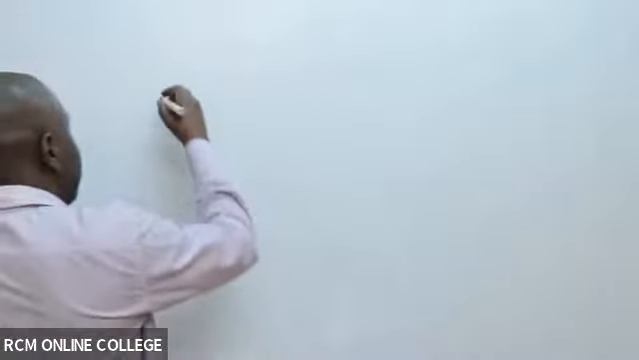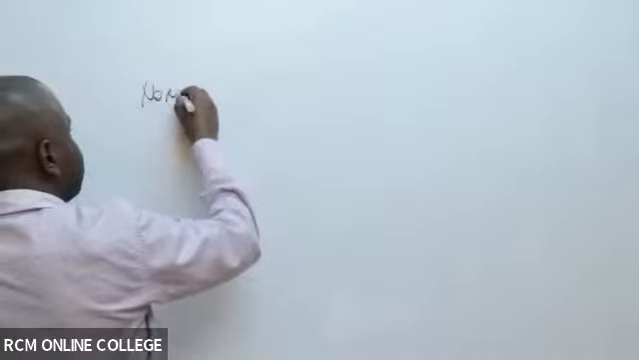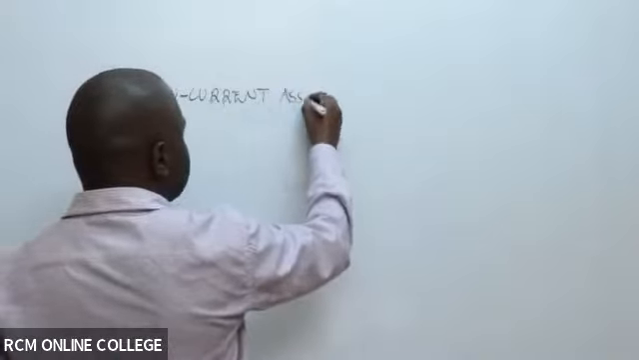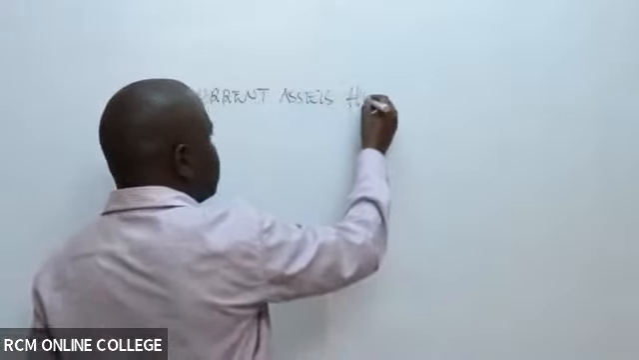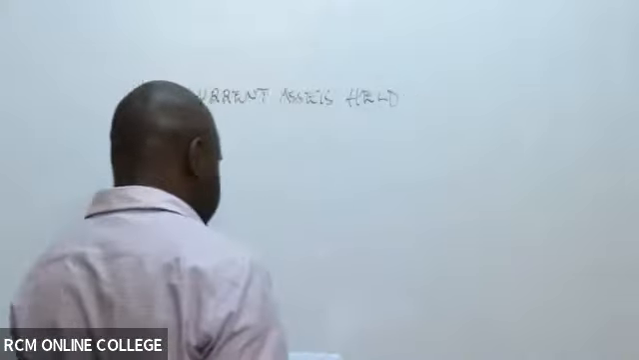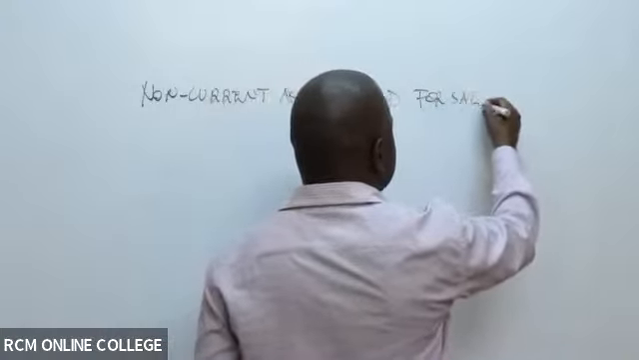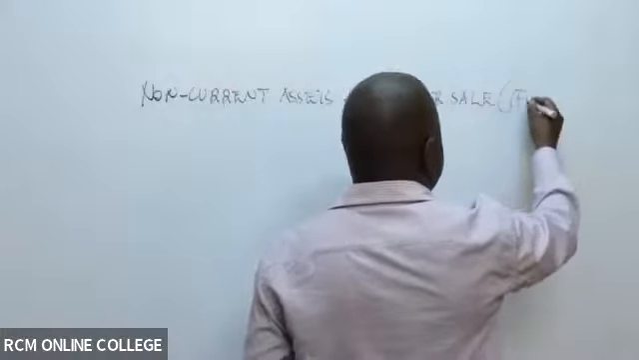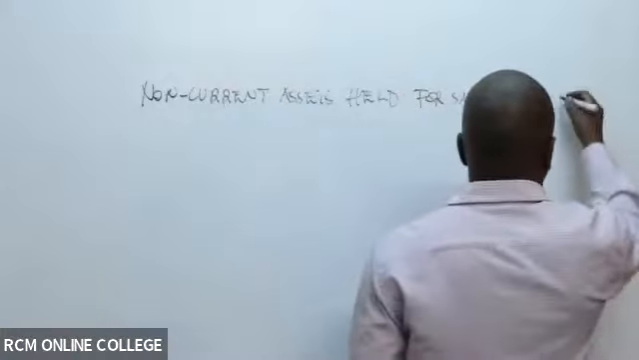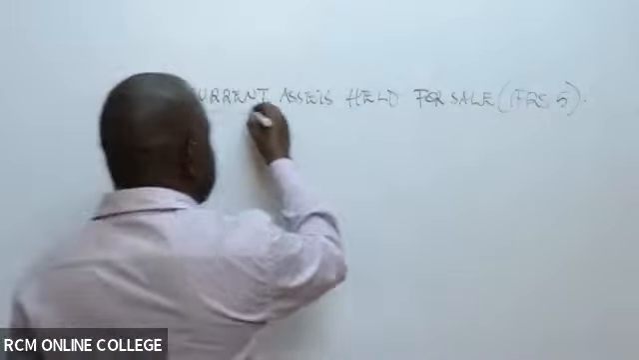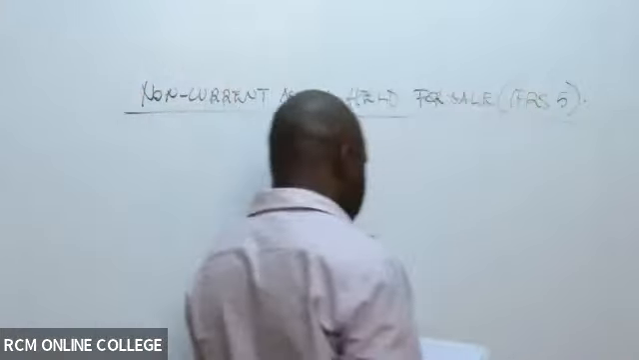So I want us to look at another one. In this case, we refer to it as non-current assets held for sale. So this one is under International Financial Reporting Standard number 5.